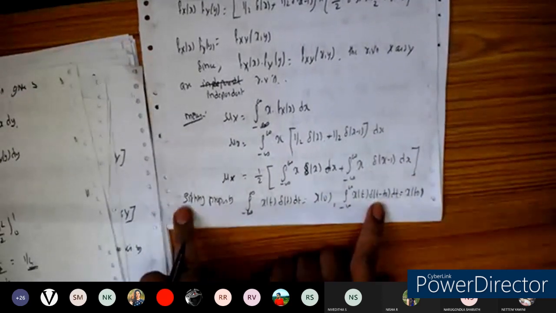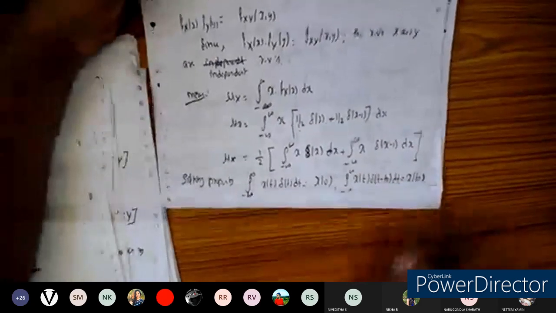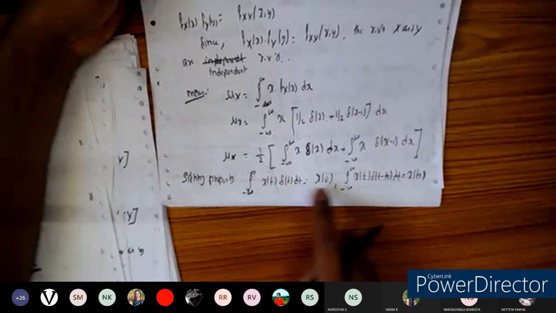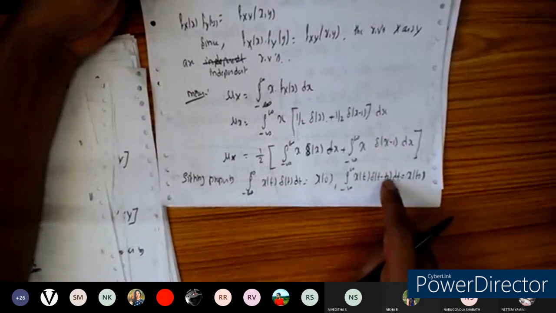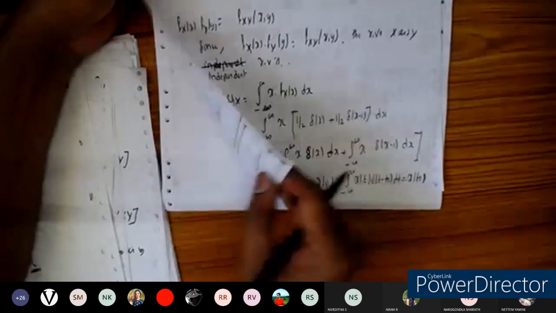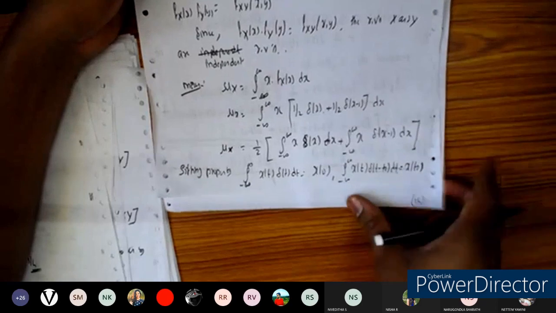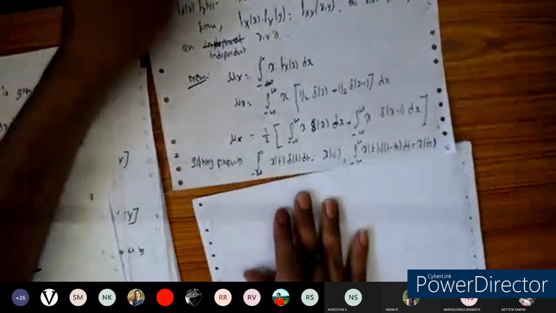From the shifting property we are going to apply the concept here. This is at t equal to 0, that's why x of 0 comes here. This is at t equal to t naught, that's why x of t naught came here. Understood now? Understood, right? Okay.